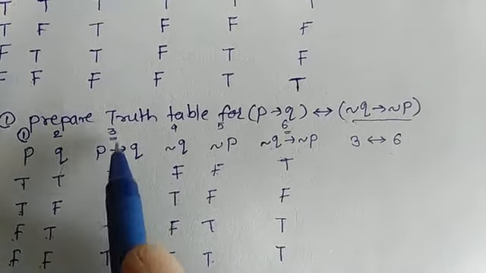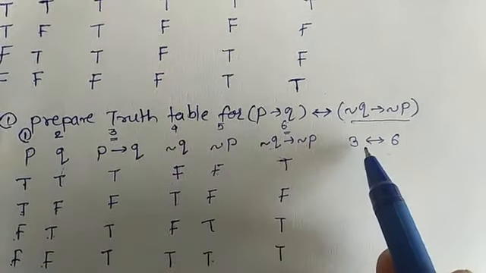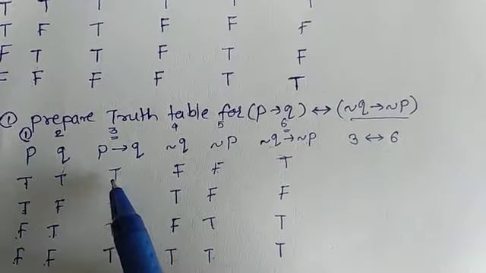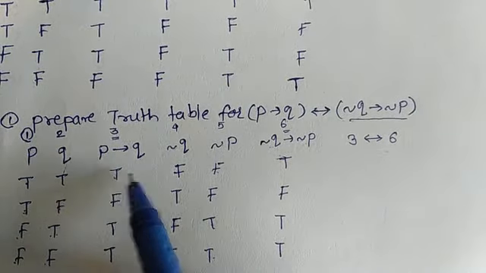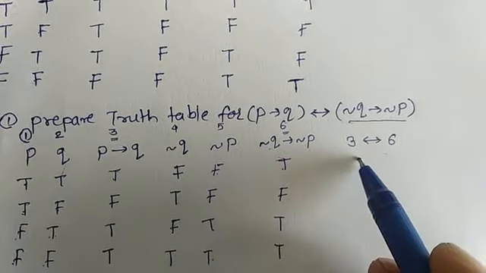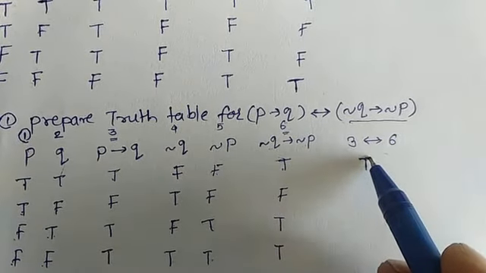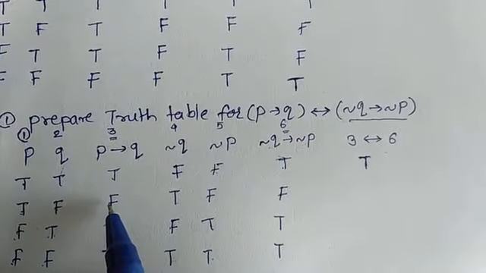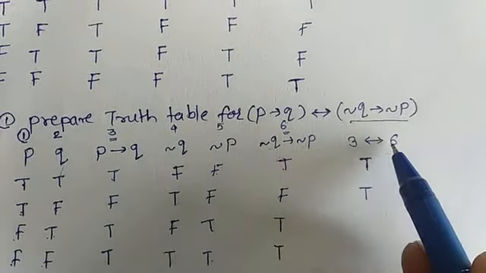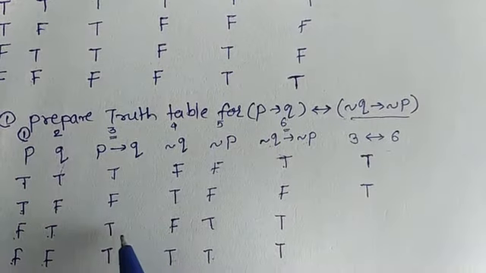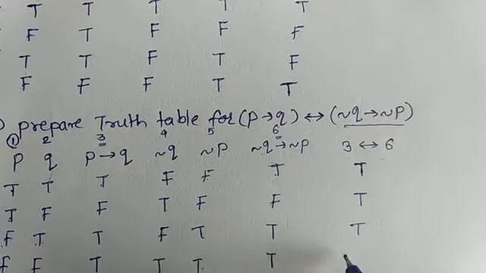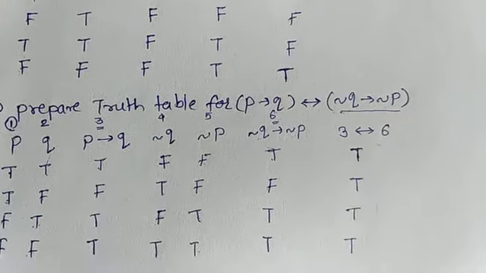Now from column number 3 and column number 4 you have to apply the biconditional. In the biconditional, in column number 3 the first entry is true, and in column 6 it is true. Here both are true, so the biconditional will be true. For the second condition it is false, and here it is also false, so both false, which means the biconditional will be true. Next, both are true, so you may write true, and for the last also both are true, so all true.